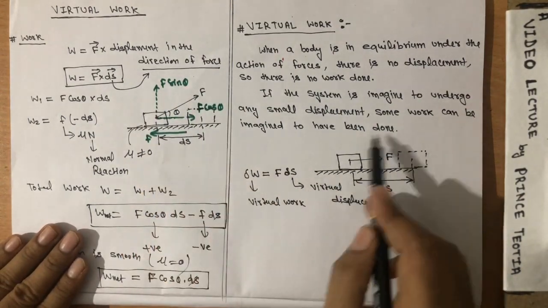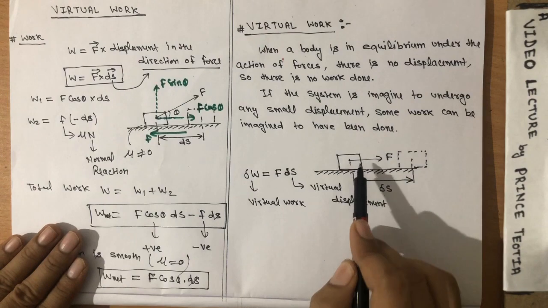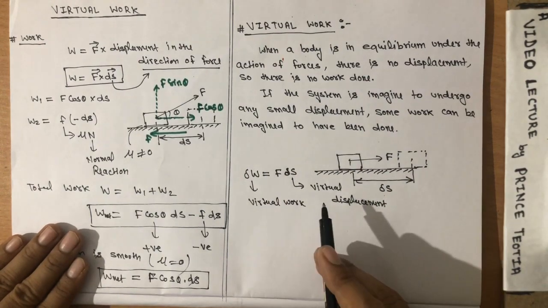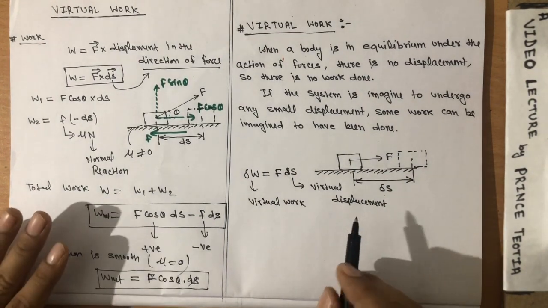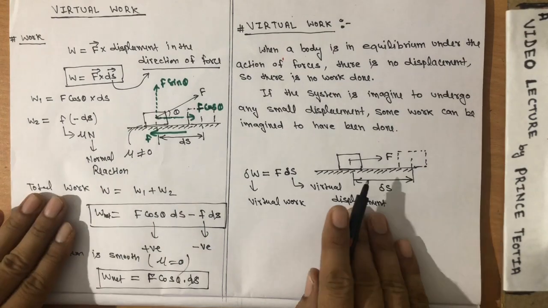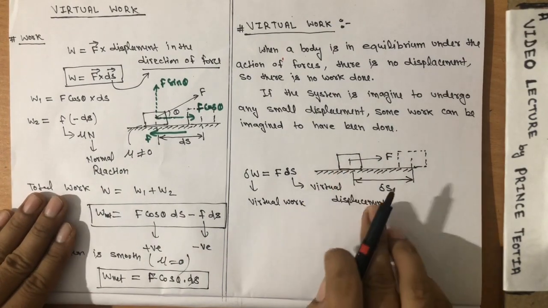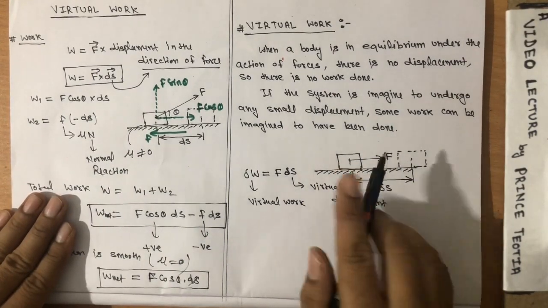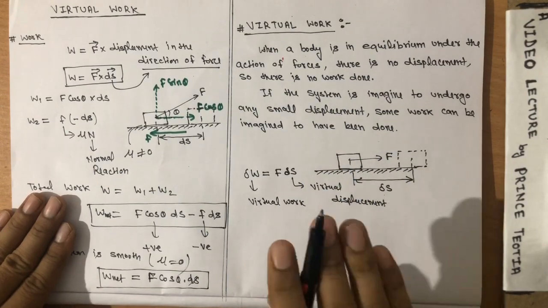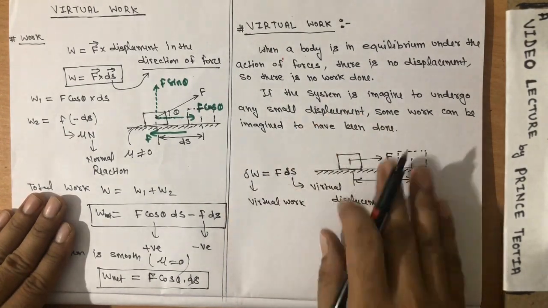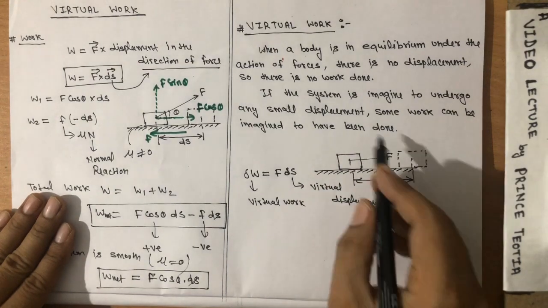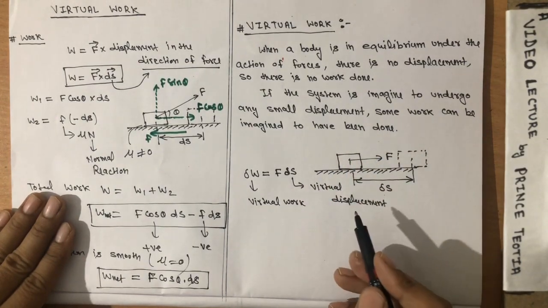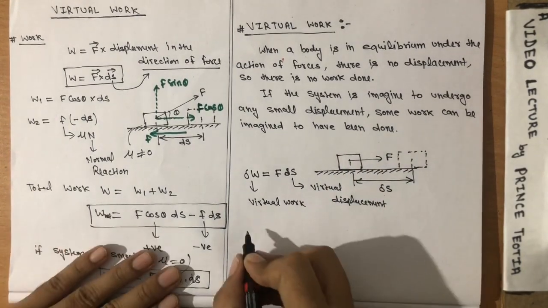We do the summation of all the virtual work, and we get the net virtual work. But we know one thing: in actuality this system is in equilibrium. We just imagine this. If the system is originally in equilibrium and we find the virtual work, the summation of all the virtual work will be 0.